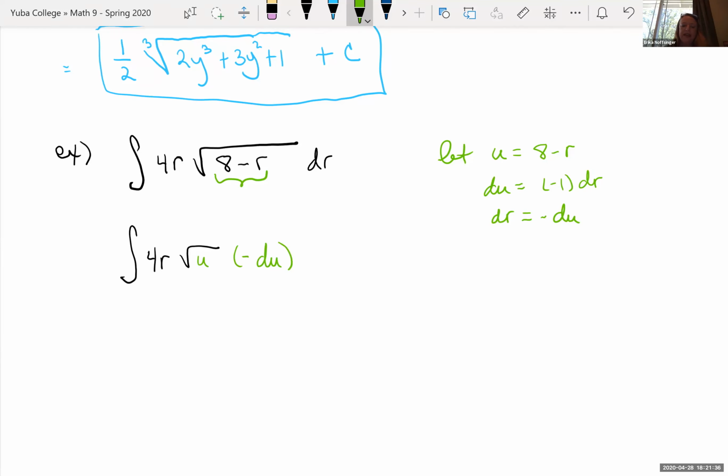Okay, so again, nothing unfortunately cancels. To get rid of that r, we need to manipulate this so it's just in terms of u. And so how we're going to do that is we're going to go over here and let's solve for r in terms of u.